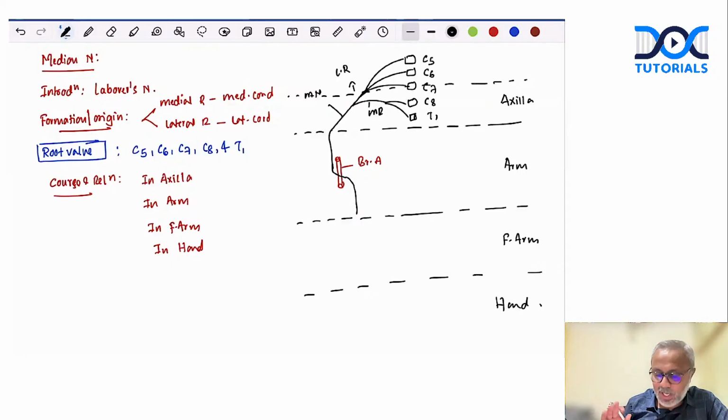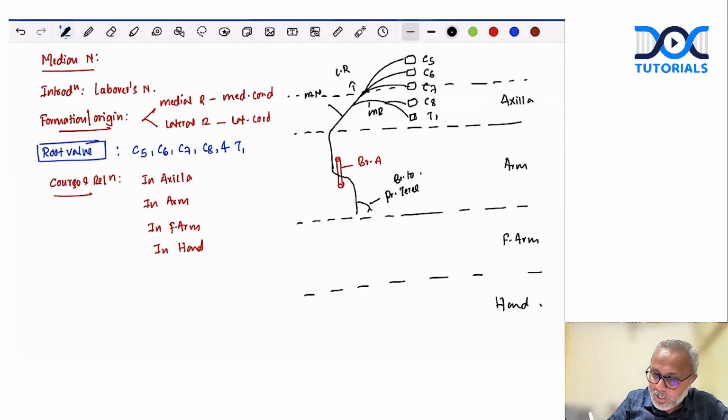That's it. Okay. What happens in the arm? Remember, before it passes to the forearm, it gives a branch. Now, this is the branch to pronator teres. So, this is a branch given off to the pronator teres muscle. Done? Are we clear? Now, how does the median nerve enter the forearm?